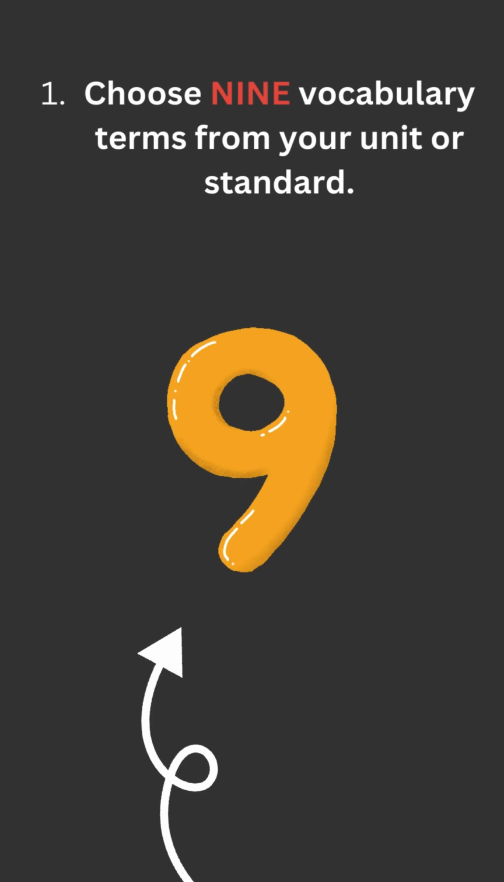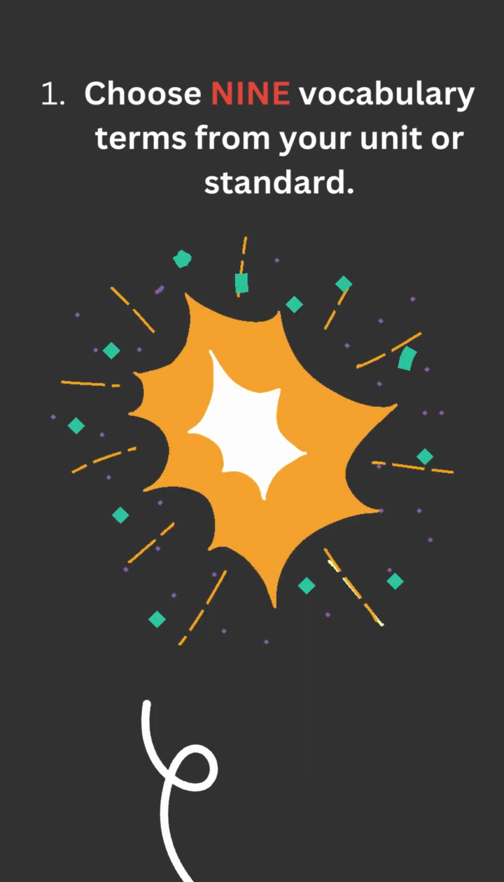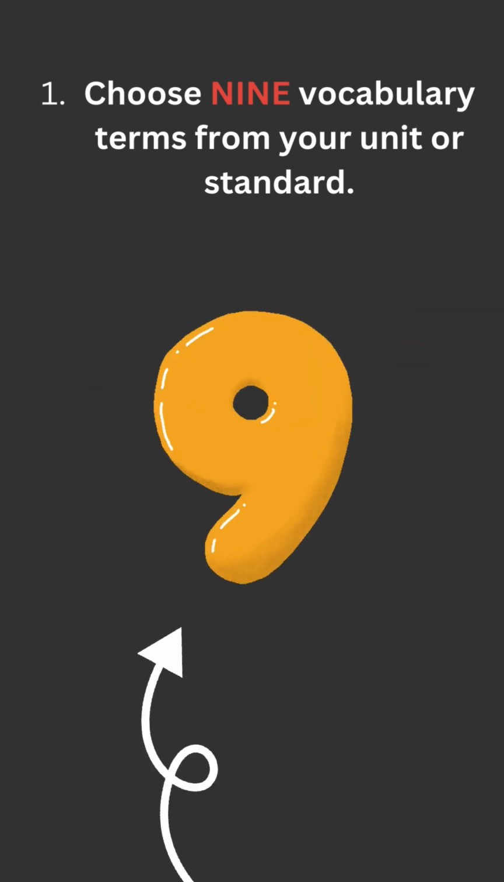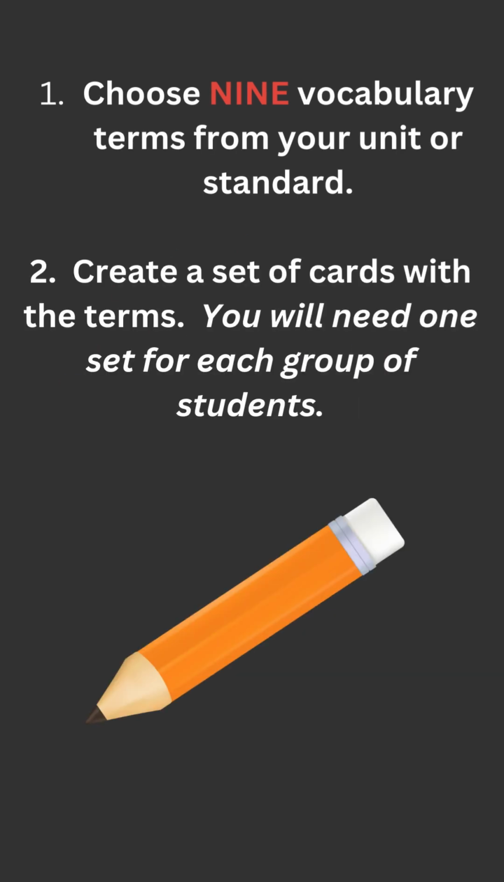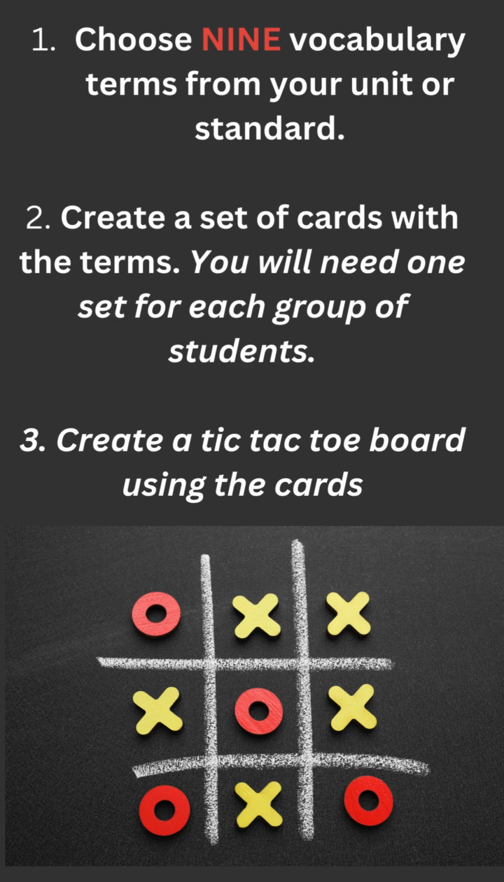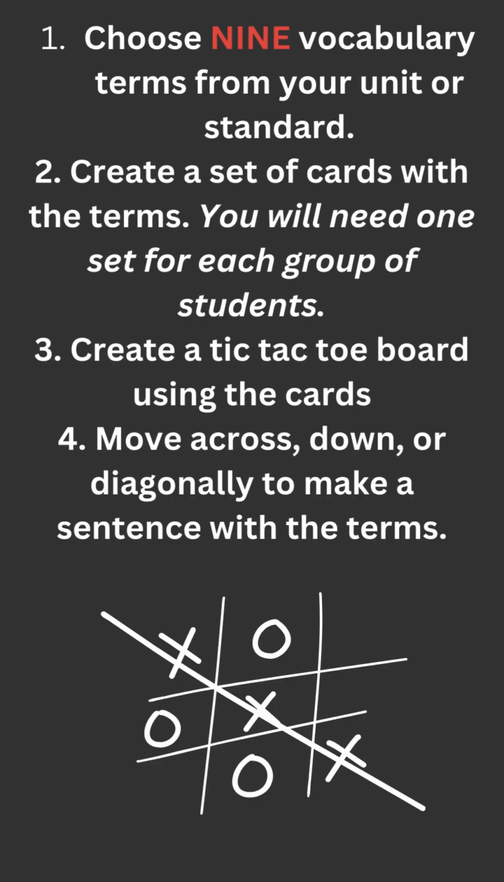The first thing you're going to do is choose 9 vocabulary terms from your unit or your current standard. Then you're going to create a set of cards with each of the terms. You're going to need one set of cards for each group of students. Then you're going to create a tic-tac-toe board using the cards. Finally, you're going to move across, down, or diagonally to make a sentence with the terms.